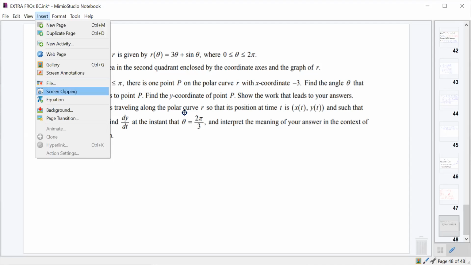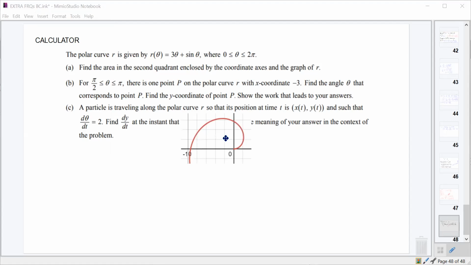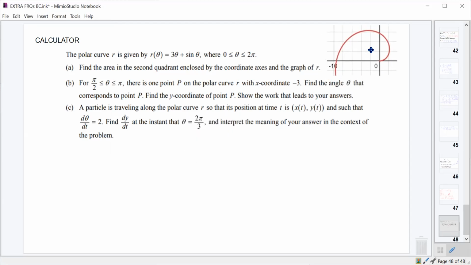So here is just a very small version of what that graph looks like from 0 to pi. Pi is, obviously I let it go beyond pi, but pi, when we hit the x-axis there. Cool.